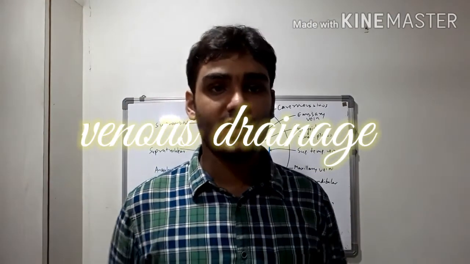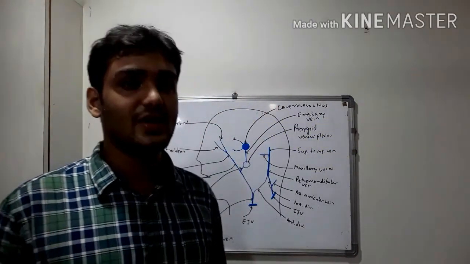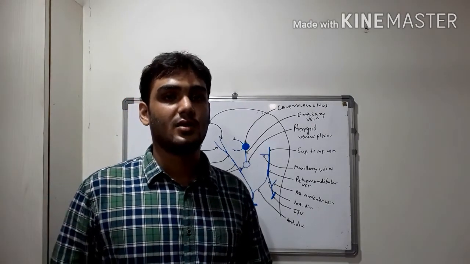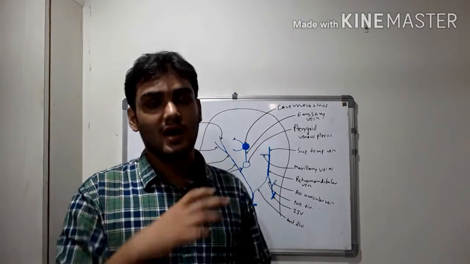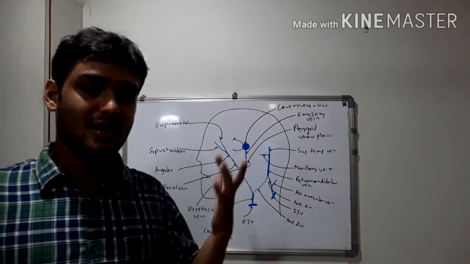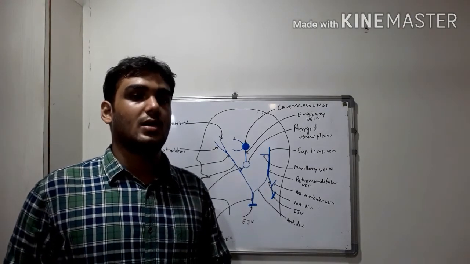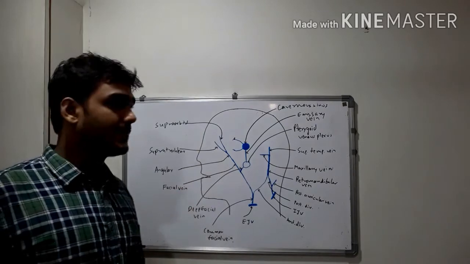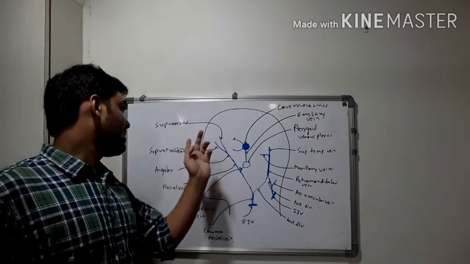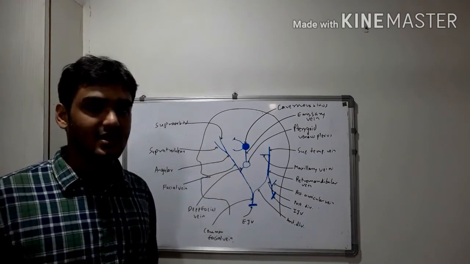Now we shall learn the venous drainage of face. Venous drainage of face is mainly into two veins: the common facial vein and the retromandibular vein. The veins that accompany the arteries, the branches of the facial artery, ultimately drain to these two main veins. I'll explain the diagram and the formation of these veins. We have two veins, supraorbital and supratrochlear. These two merge to form the angular vein. This angular vein continues as the facial vein.